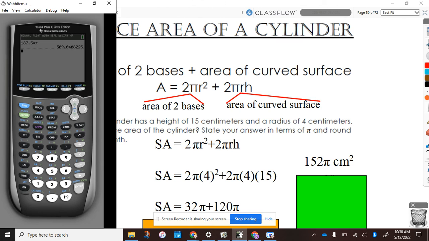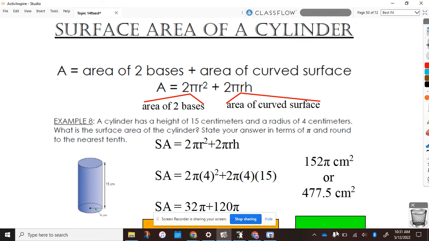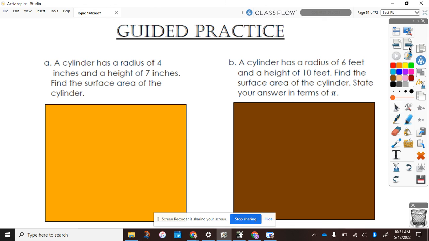And then we can look in the calculator. 152 times pi. And we get our answer of 477.5. If we want a decimal approximation rounded to the nearest tenth, this would be your exact surface area, the most exact answer. This would be an approximation. All right, go on now.